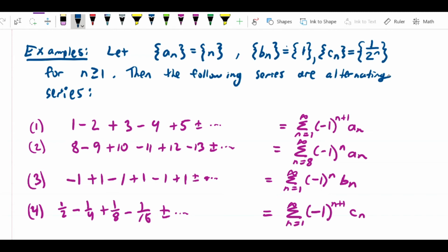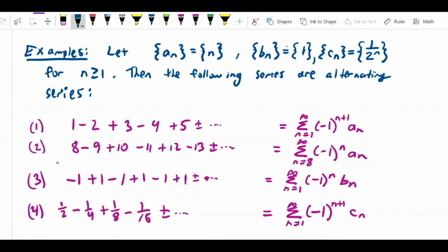So the following series are examples of alternating series, where I just make the terms alternate back and forth, positive and negative. So the first one is 1 minus 2 plus 3 minus 4 plus 5. And I've written it in sigma notation this way, where you can see this is the alternating term. Since I want it to be aligned in such a way that the first term is positive rather than negative, I make this negative 1 to the n plus 1.